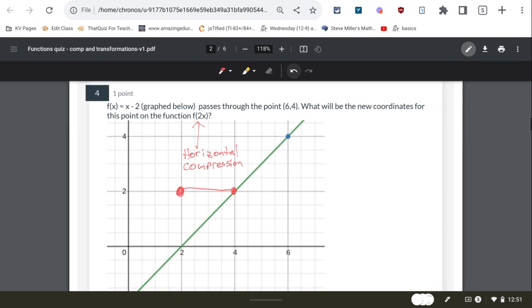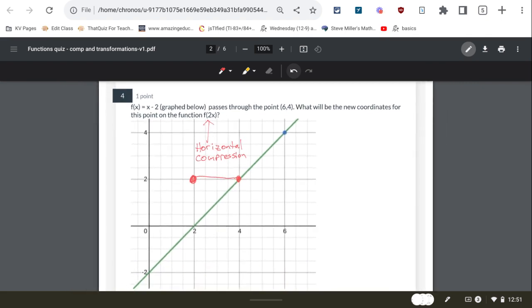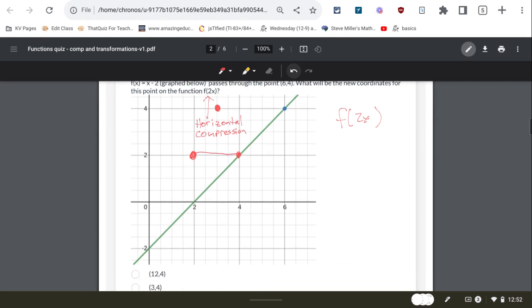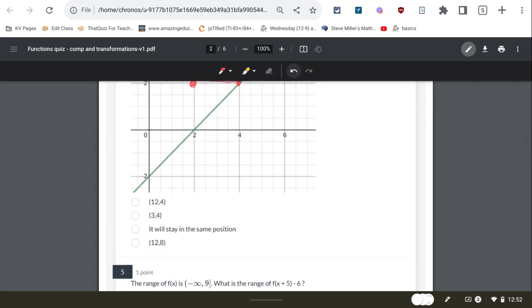All right, but we want to do this for the point 6 comma 4. So its new location, it was 6 to the right, but since that is getting divided by 2, it's going to be at a 3. Right? This would be its new location. And it's still going to have the same y value. That's the key there. All right, so since we're messing with the inside of the function, we're just messing with the x values. We're not messing with the y values. So what our answer is going to be is 3 comma 4.